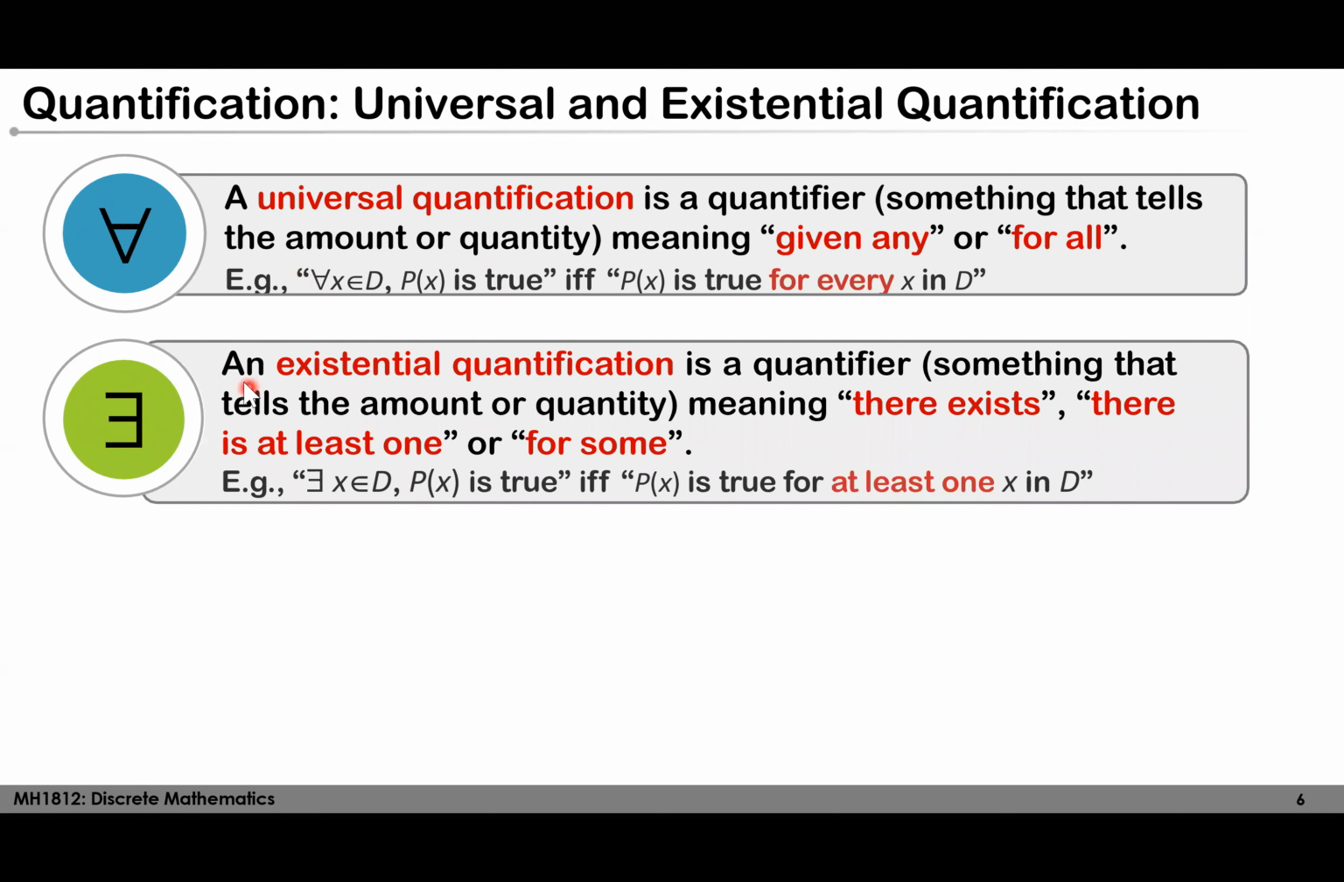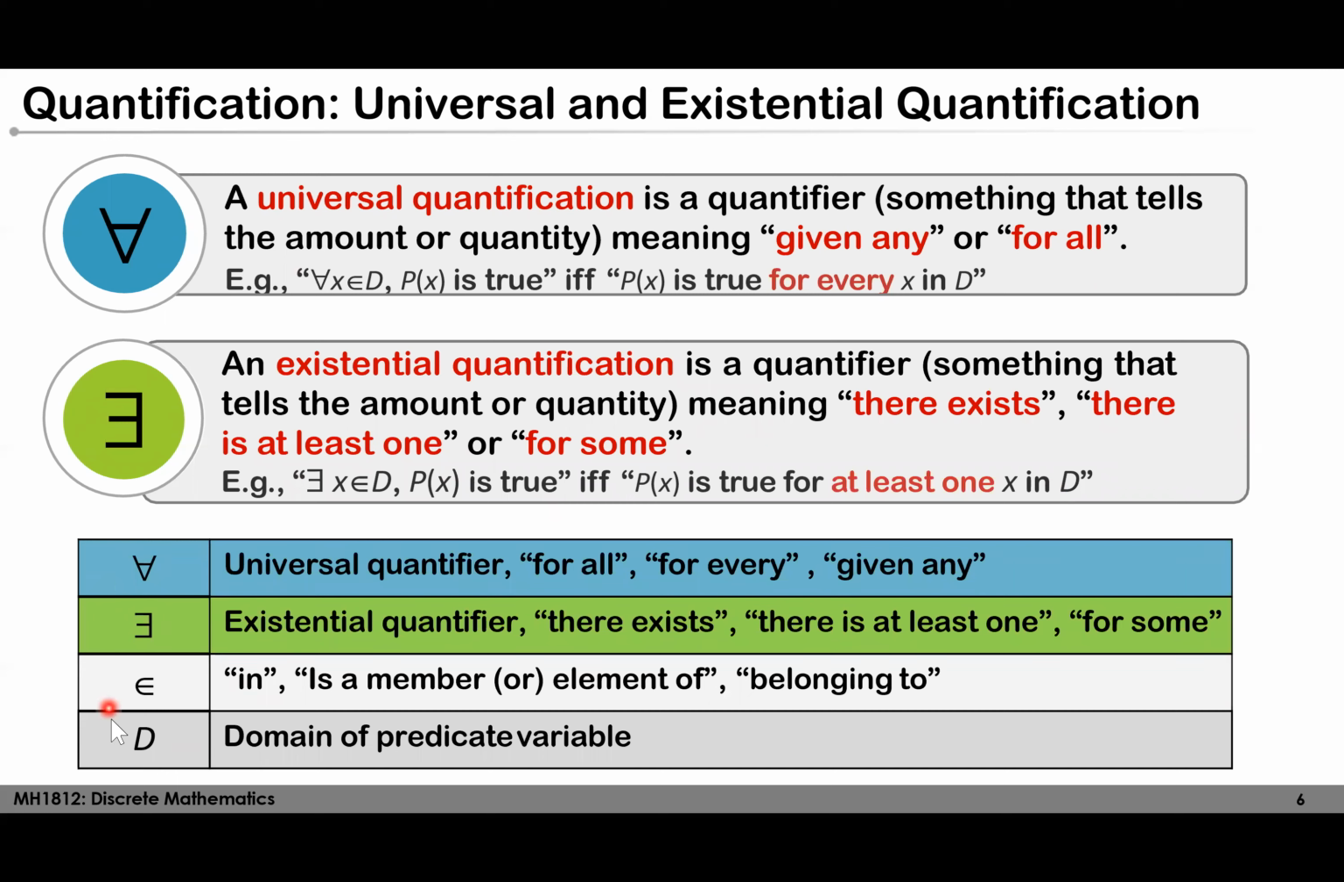And we learn an existential quantification is a quantifier, meaning there is at least one. And we use this example. And this existential quantification is equivalent to, say, P of x is true for at least one x in D. So in short, we have these symbols to help us to express some quantified statements.